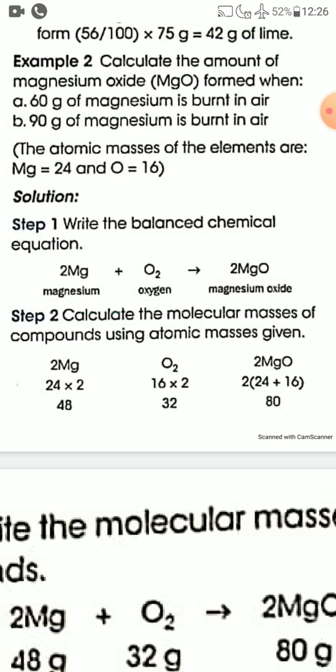Now in next step you have to calculate the molecular masses of the compound using atomic masses given. So 2 Mg means 2 into 24, because atomic mass of magnesium is 24, that is 48, plus O2 means 2 into 16, that is 32, and molecular mass of 2 MgO is equal to 2 into within bracket 24 plus 16, that is 80. So molecular mass of 2 MgO is 80.